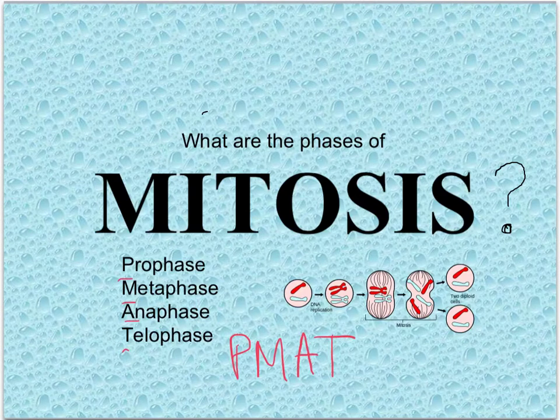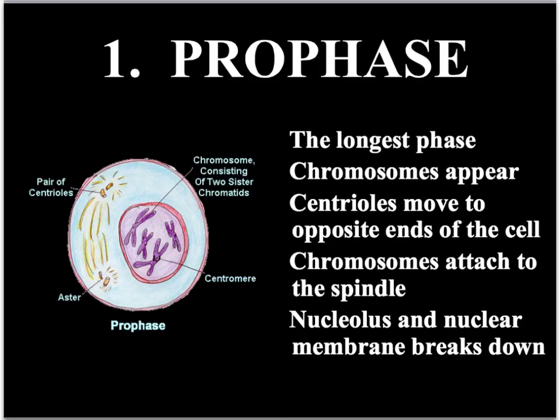Besides knowing what mitosis is and why it happens, the only other thing you're going to have to know is these 4 phases and what happens in each. The first phase is the longest phase, and it's called prophase. During prophase, chromosomes appear, so these X's start to be formed. Before that, your DNA is just very loose and more like strings. You couldn't even really see it under a microscope.